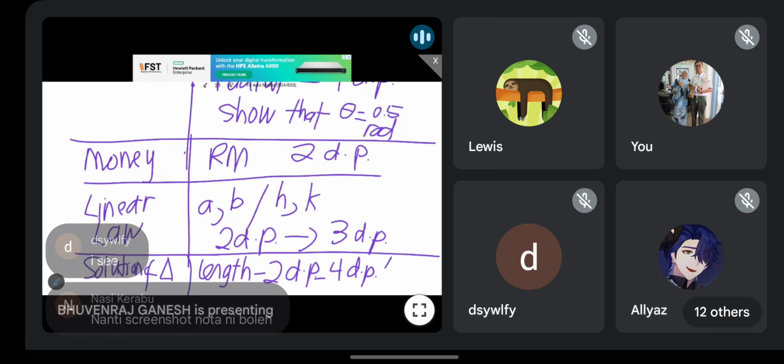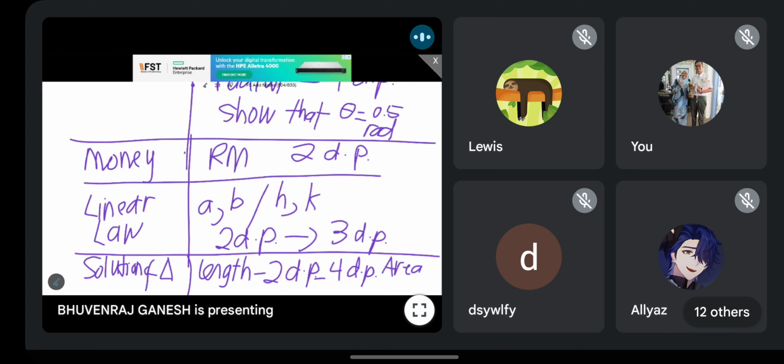So how about if they ask you area, luas, how many dp? Ya, saya akan hantar dalam grup saya nanti.